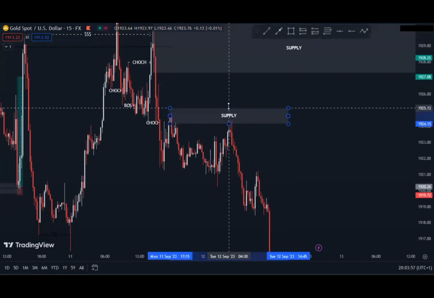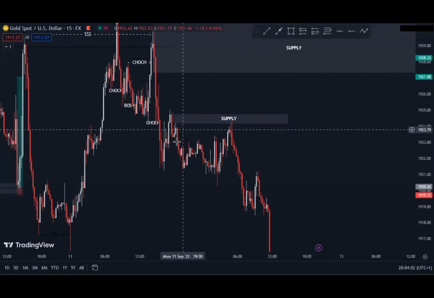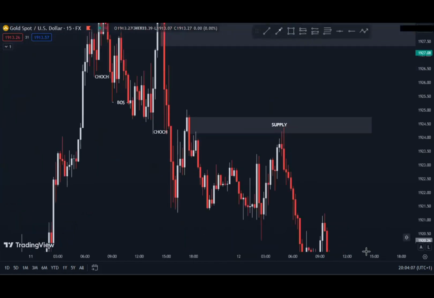Price has touched the zone. Correct. You see, market has touched it here. It has gone back and touched it. Let me zoom so you will see what I'm doing.